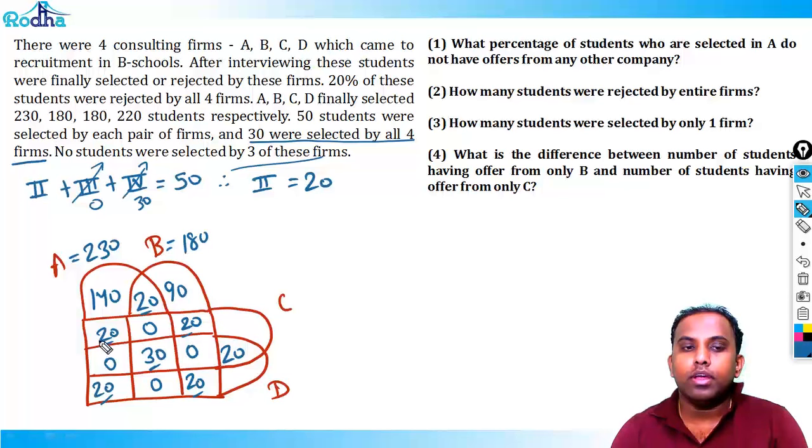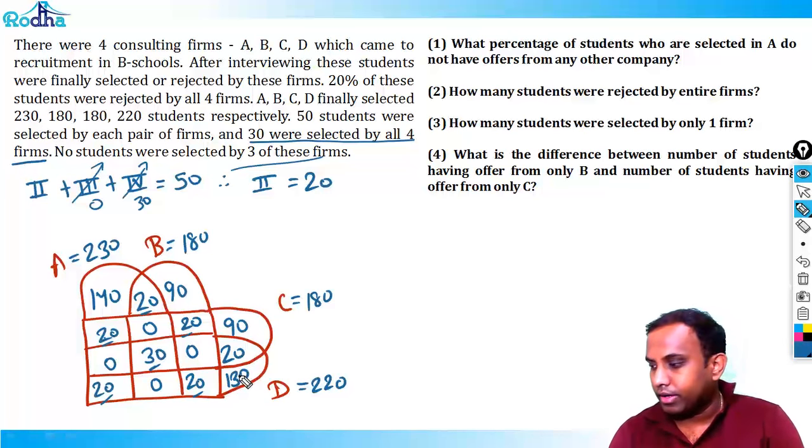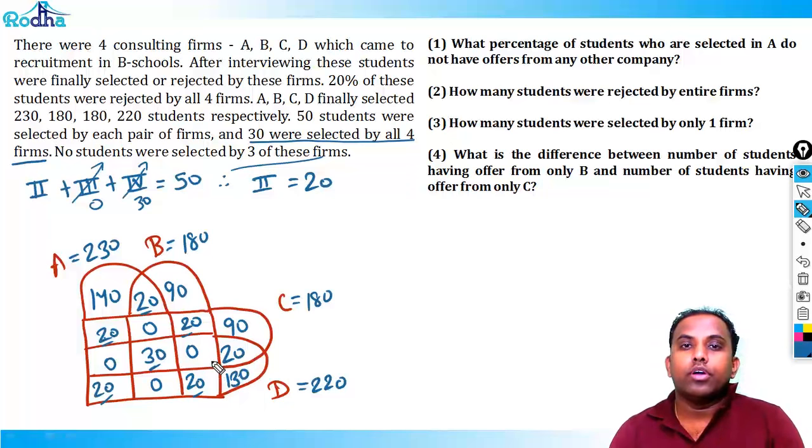For C also same thing. 20, 30, 50, 20, 70, 20, 90. 180 minus 90 will become 90. And for D, 30, 20, 50, 70, 90. 220 minus 90 becomes 130. Right. This is the Venn diagram. These are four questions to follow. We can do the questions one by one. Let's move to the next question.